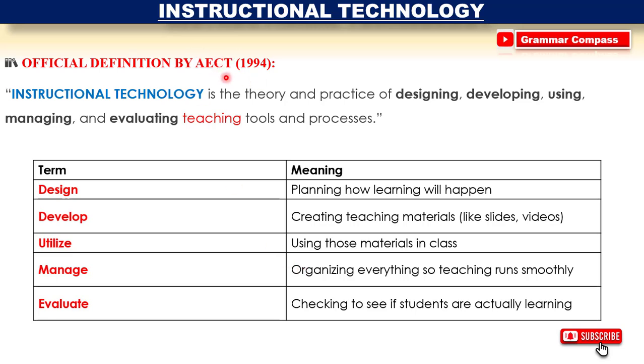According to the AECT, instructional technology also involves evaluating teaching tools and processes. To evaluate means to check to see if students are actually learning. We can see from this breakdown that instructional technology is all about what happens in the classroom. That is, applying these scientific methods, products, and ideas to solve teaching and learning problems in the classroom.